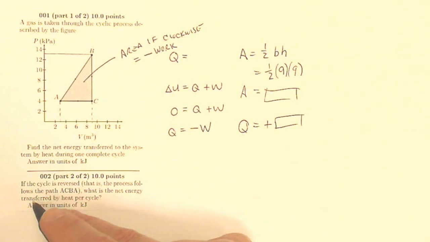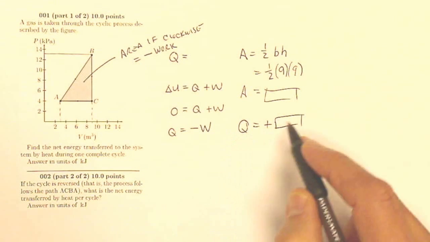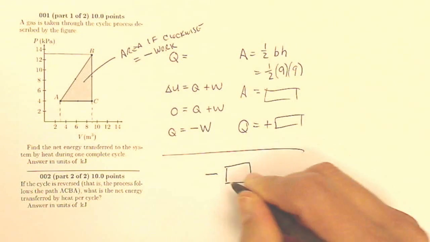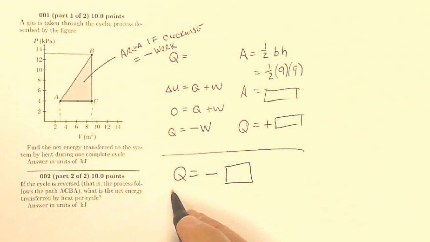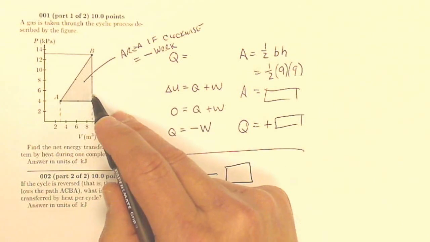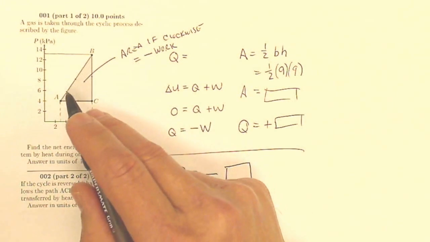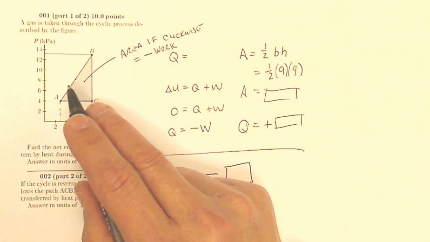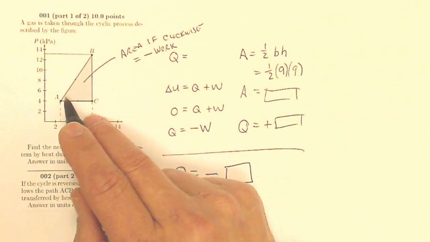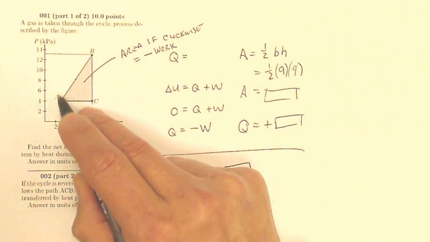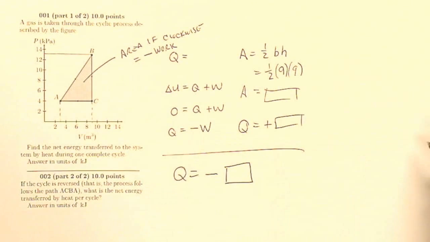So if it says net energy transferred by heat per cycle, well, if this is positive, then for this one it's just going to be negative, that same answer that I had before, if I go around in the opposite direction. So anytime I'm clockwise around a cycle, it'll be negative work done to the gas, and I will be getting work done out of the system because the gas is what's doing the work. So anytime I'm clockwise, I'm also adding Q once around the cycle.